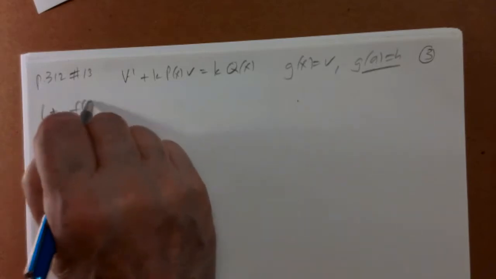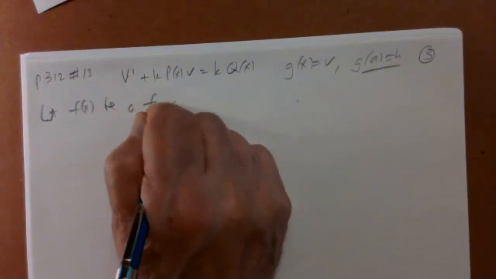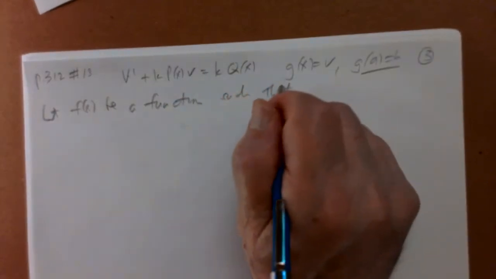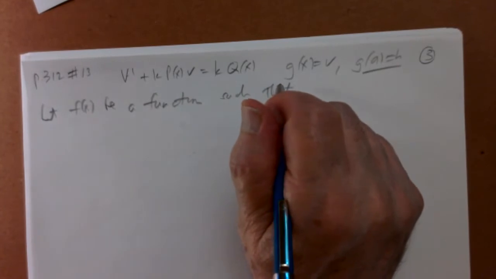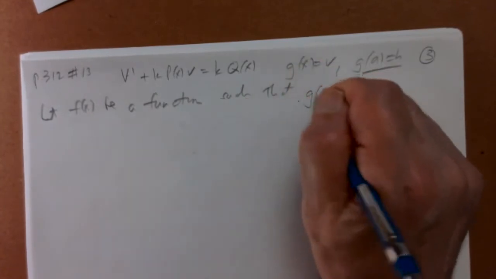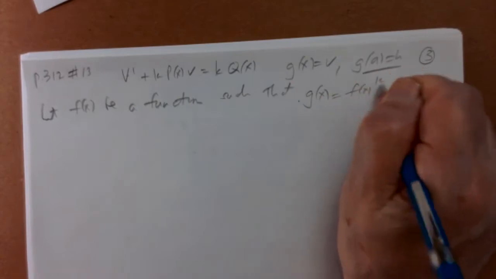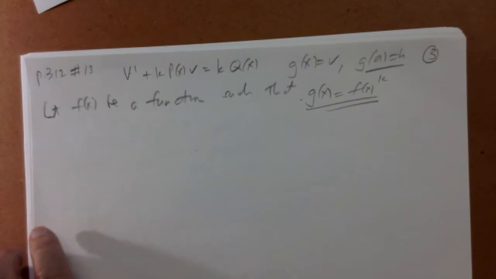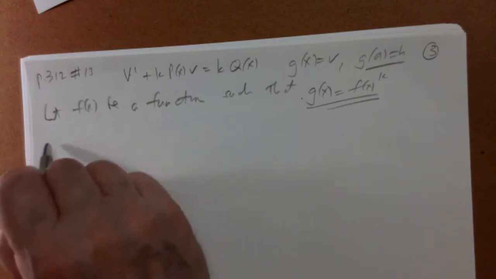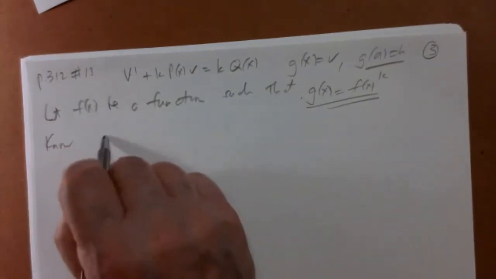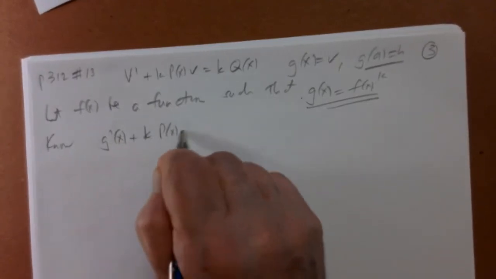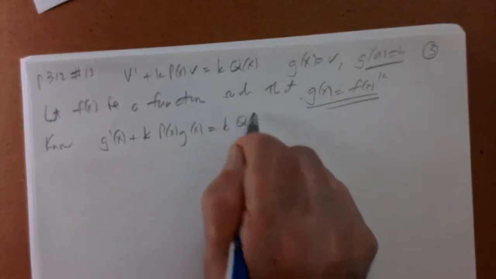Suppose we let f of x be a function such that f of x to the kth power is g of x. And so what can we say then? So we know that g prime of x plus k p of x times g of x is equal to k times q of x.